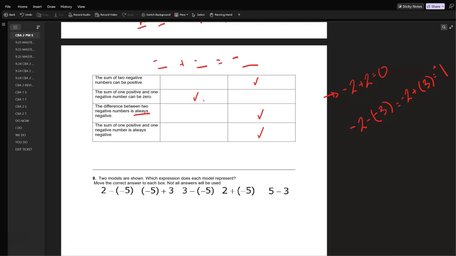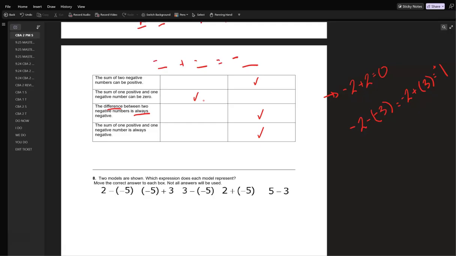That's another thing I should highlight. The difference means subtraction. So the difference of two negative numbers, negative 2 and negative 3, results in a positive, so it's not always negative. Okay. All right.